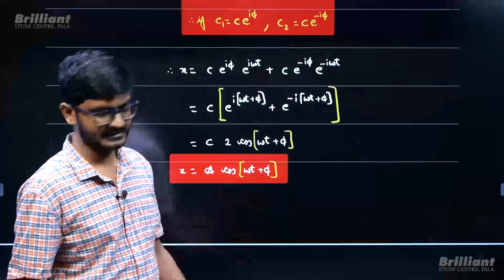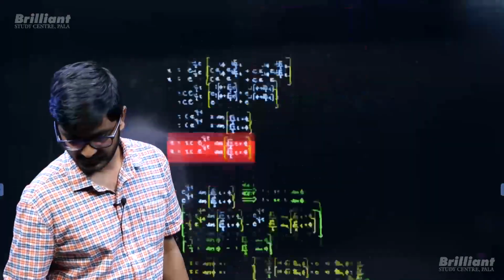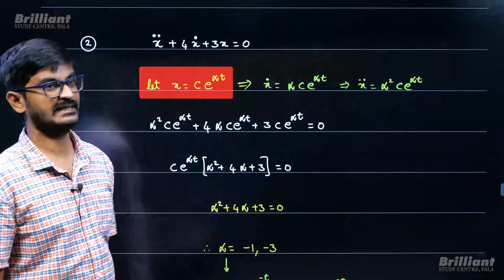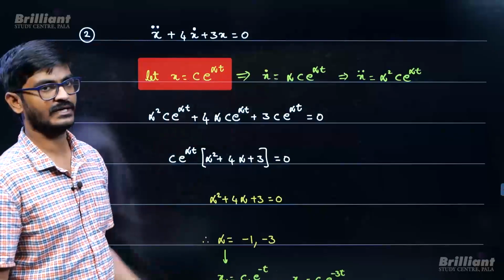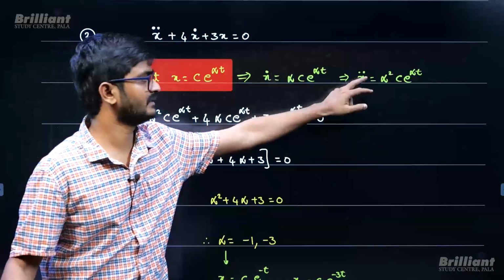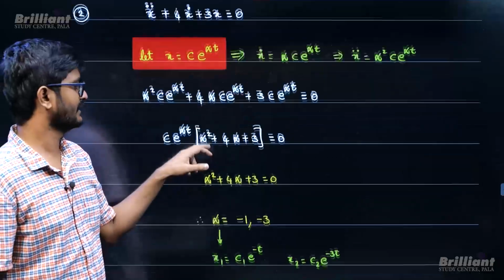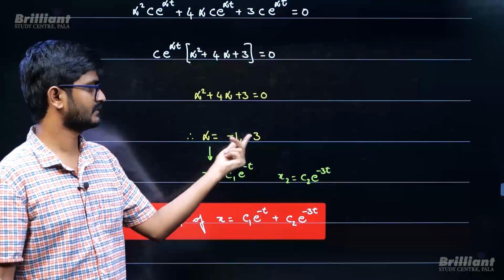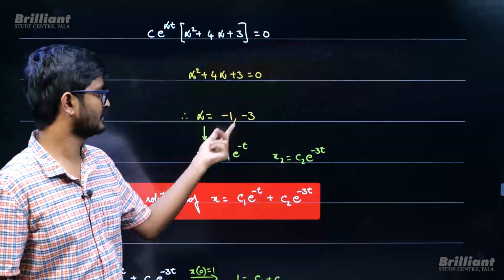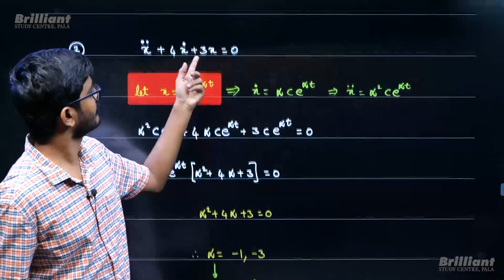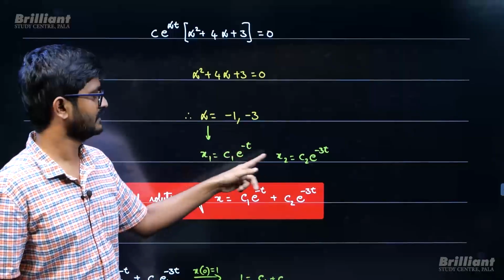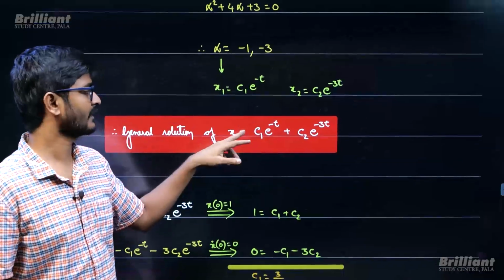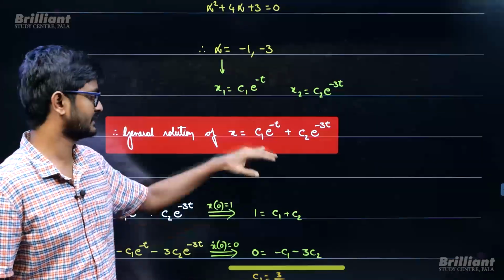Now we will be following the same method. First of all, let me go for easy questions. If there is a question like this, I will take the general solution as c into e power alpha t. So x dash will be this much, x double dash will be this much. I will substitute it back and get this quadratic. Now what will be the solutions of this quadratic? I will get good roots, not imaginary. So the first solution will be c1 into e power minus 1 t. The second root will be c2 into e power minus 3t. So the general solution is going to be this plus this.